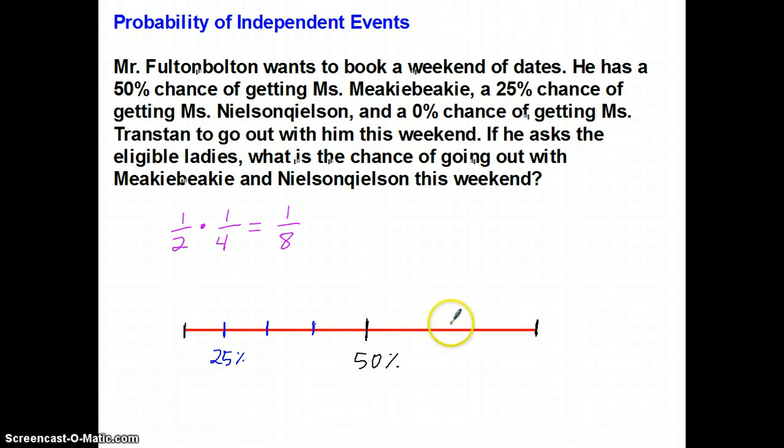And you would more clearly see that if I were to show you all of these intervals all the way down to 100%. So this is his chance here, which does represent a 1 out of 8 chance of securing both dates for the weekend.